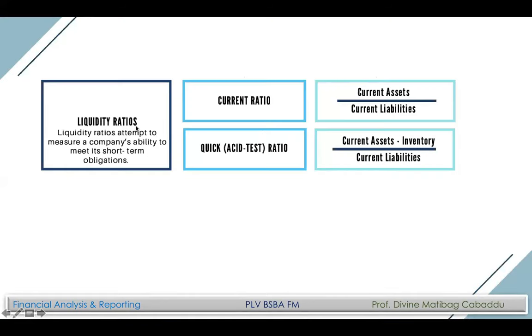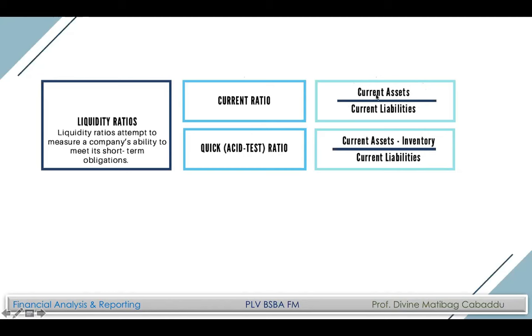Liquidity ratios measure a company's ability to meet its short-term obligations. So we have two under liquidity ratios. We have current ratio and quick ratio, or also known as acid test ratio. As you notice, they have common denominators. We have current liabilities. Nagkakaiba lang sila sa numerator. For current ratio, it includes all your current assets. What are your current assets? That include your cash, marketable securities, accounts receivables, inventories, and other prepayments.